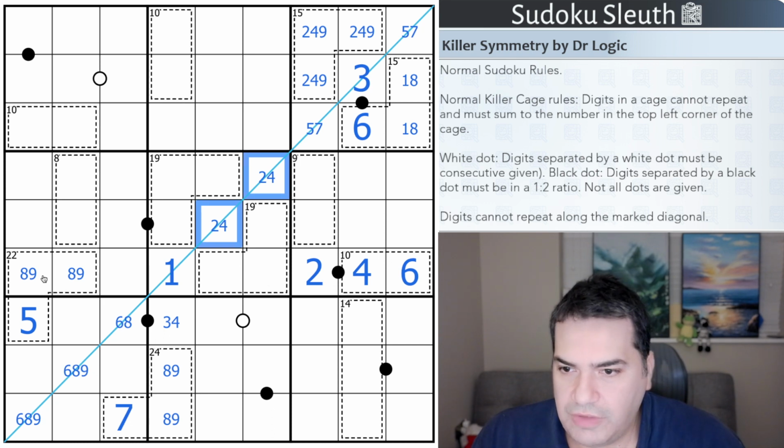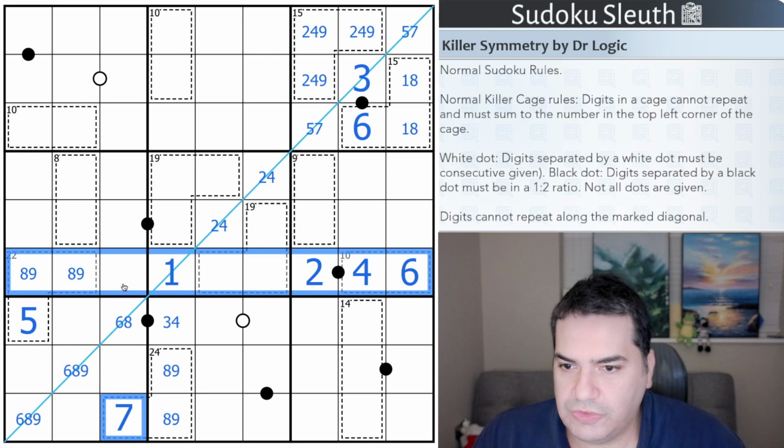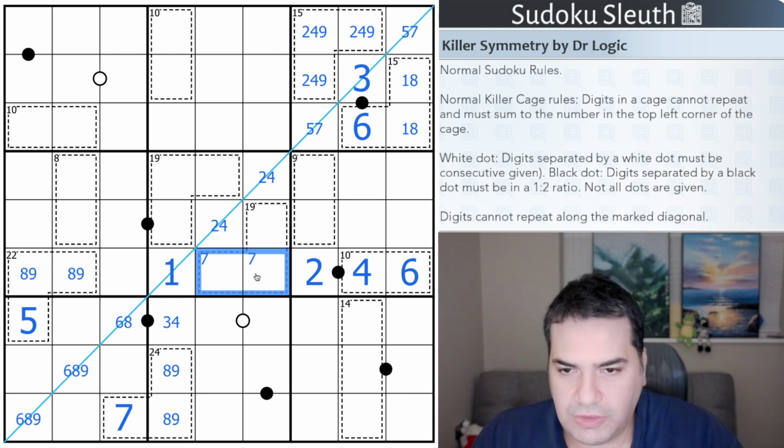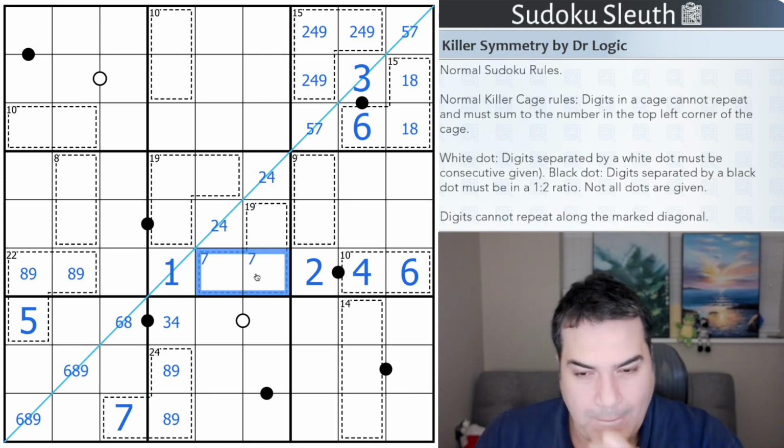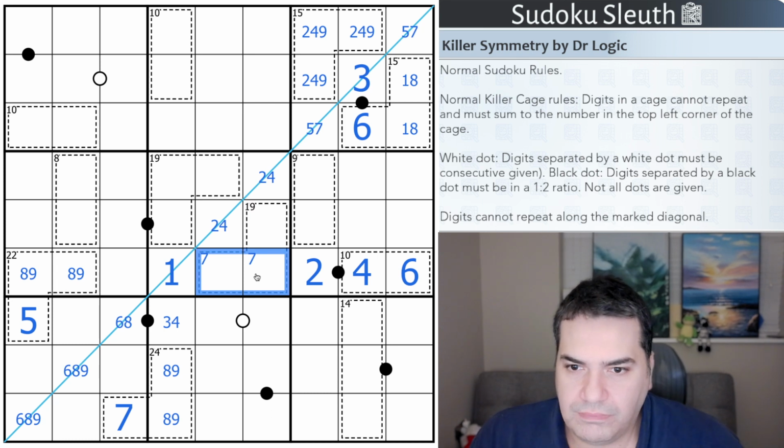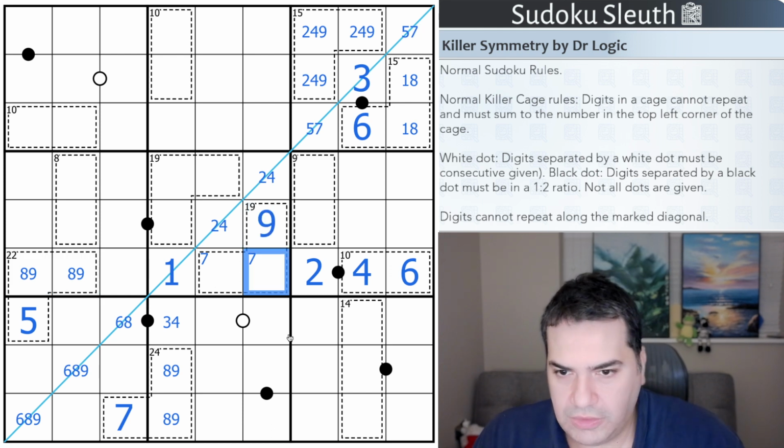We need a 7 in this row, and this 7 is telling us it's not in this cell, so there is a 7 in here in this 19 cage. We need to make a 12 in here, and 7, 5 is not available. 4, 8 is not available, so this is 3, 9, 7. This 8, 9 gives us a 9 in here. That's a 3, 7. And that's a 5.